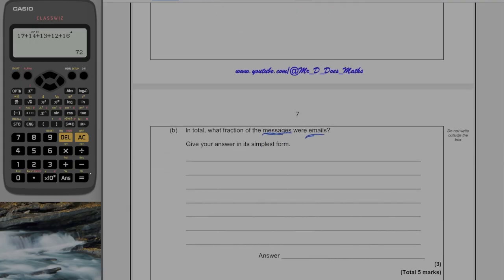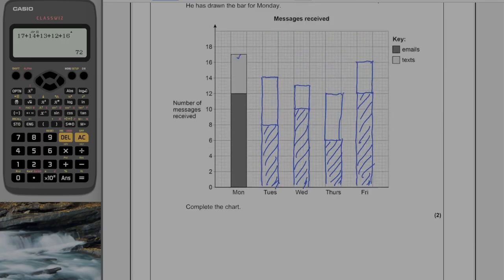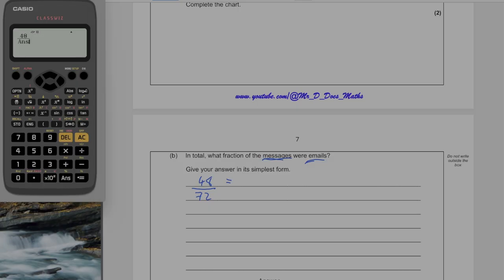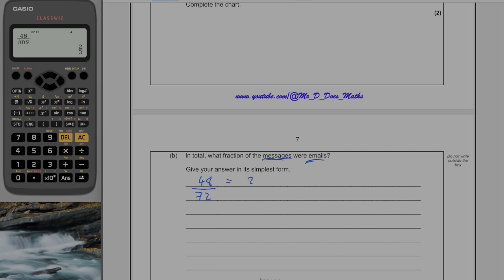So we want, I forgot what my top number was, 48 out of 72, and that will cancel down quite a lot. I think 12 will go into them both. So let's go 48 over 72, which gives me 2/3.